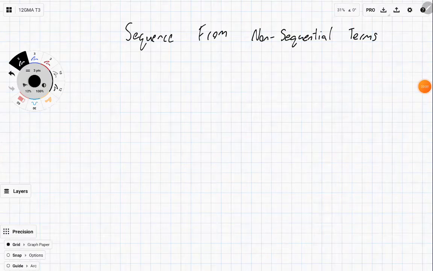Alrighty, so today we're going to be looking at trying to generate a sequence from non-sequential terms. So what is non-sequential terms? Well, a sequence means an order, in fact, one after the other. Non-sequential just means that we've got terms that aren't right next to each other. So we might know the third term and the 20th term, but we don't know any of the terms in between or outside of that. The goal is you can generate all of the information, you only need two terms in the sequence.